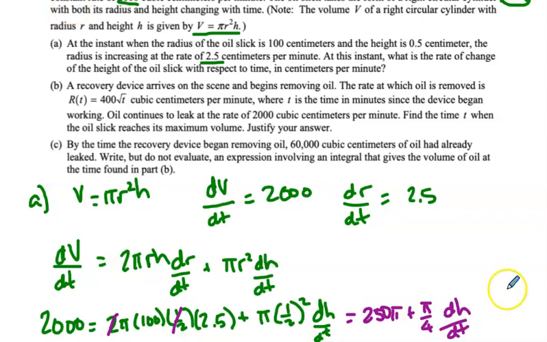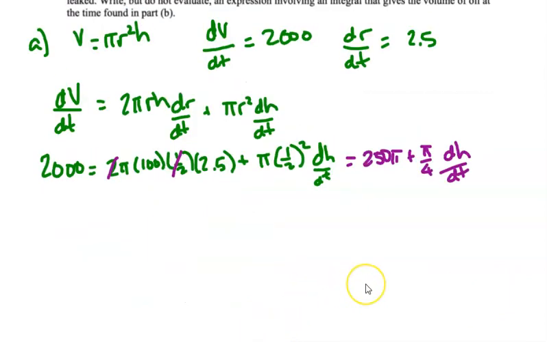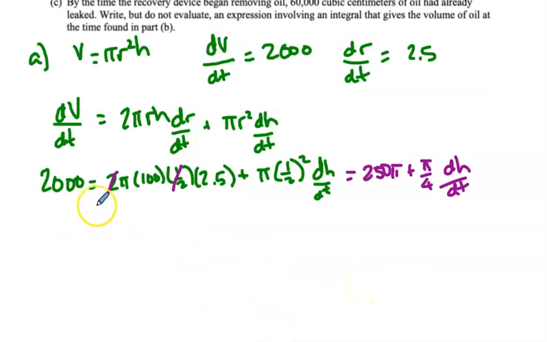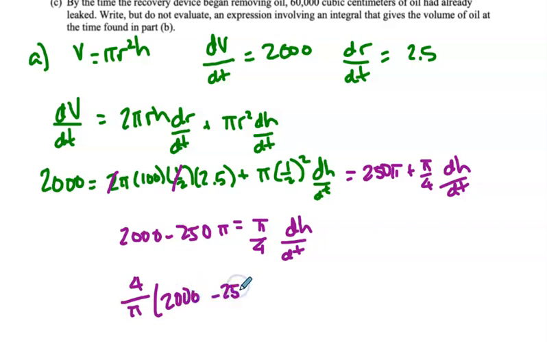As I work this problem, I'm realizing that this is actually not a calculator problem, so we're going to keep on going here without a calculator. So I have now 2,000 minus 250 pi equals pi over 4 dh/dt. And then I can multiply by 4 over pi on both sides. 4 over pi times (2,000 minus 250 pi) is equal to dh/dt.